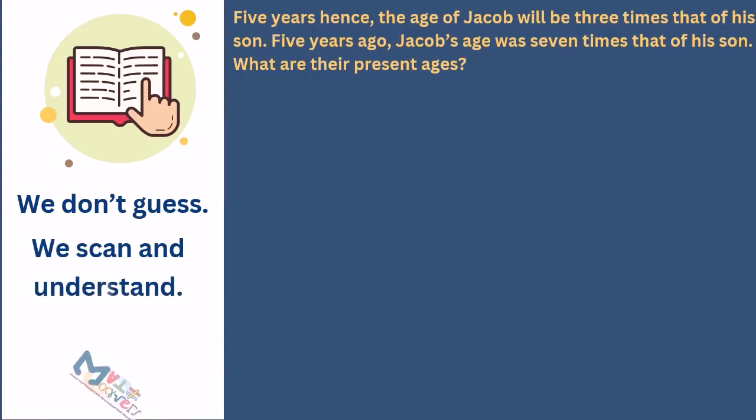Let's apply the S.C.A.N strategy to this real question. 5 years hence, the age of Jacob will be 3 times that of his son. 5 years ago, Jacob's age was 7 times that of his son. What are their present ages?